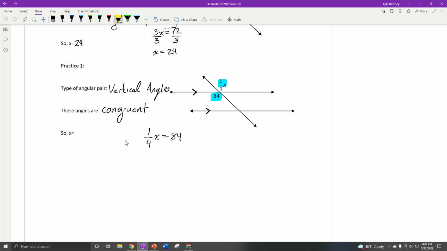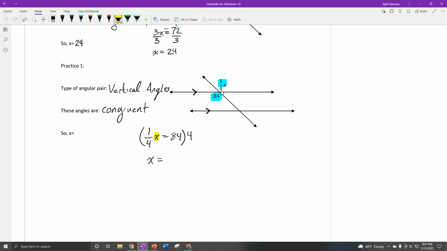Remember, the name of this game is to get this x by itself. Right now, we are in a sense dividing by 4. So to get rid of division by 4, all we need to do is multiply by 4. So 4 times 1/4 just gets us an x. Now this is going to be kind of a large number, but it's still going to work because we're really taking 1/4 of it, and when we take 1/4 of it, we're still going to get this angle of 84.